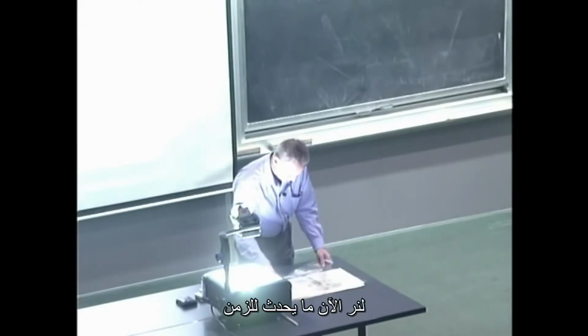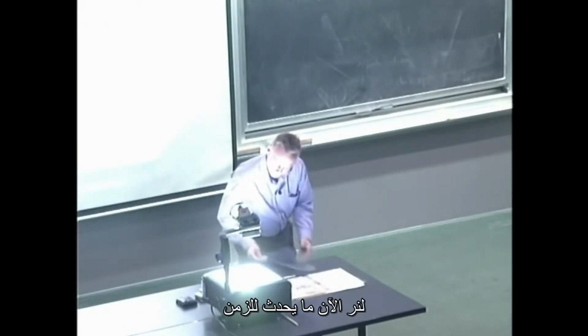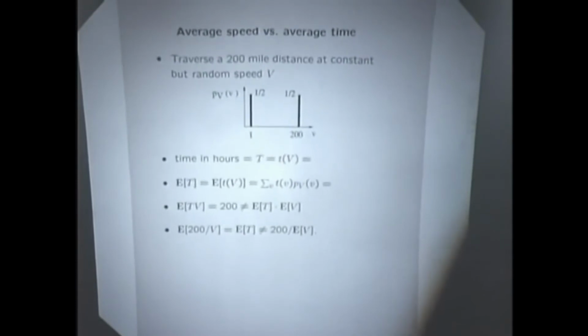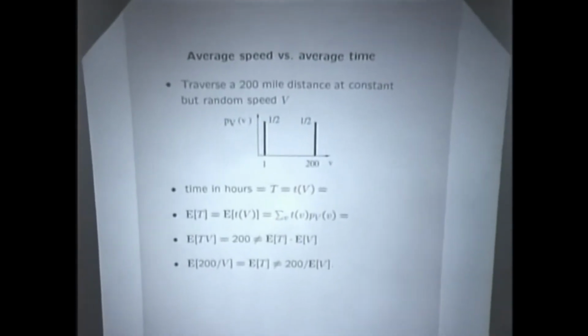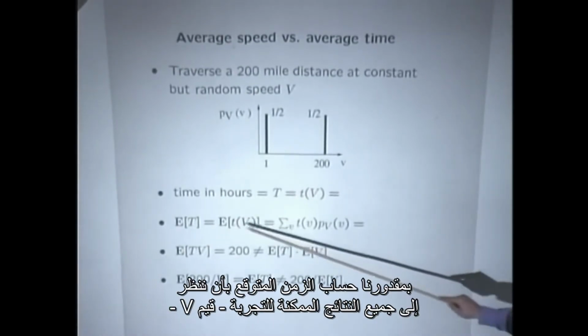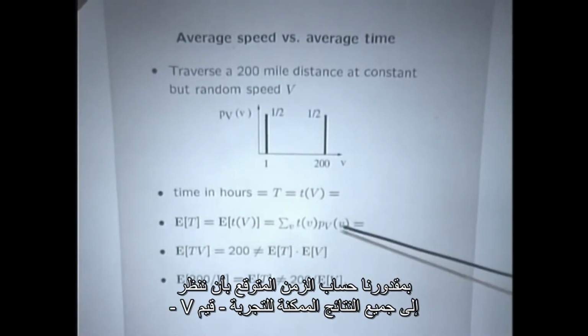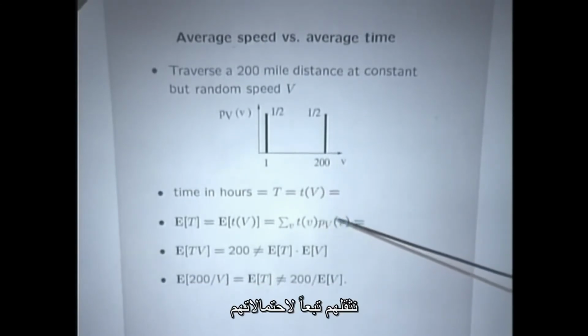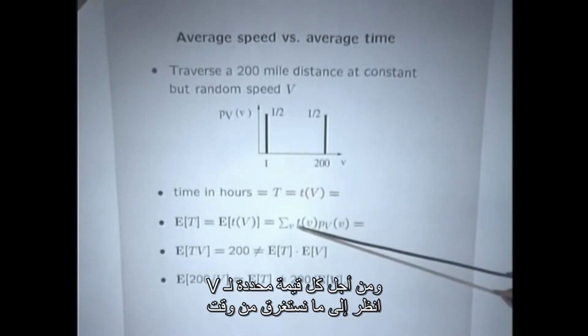Okay, now let's look at what happens to time. V is a random variable. T is a random variable. So now let's look at expected values and all that for the time. So the time is a function of a random variable. We can find the expected time by looking at all possible outcomes of the experiment, the V's, weigh them according to their probabilities, and for each particular V, keep track of how much time it took us.